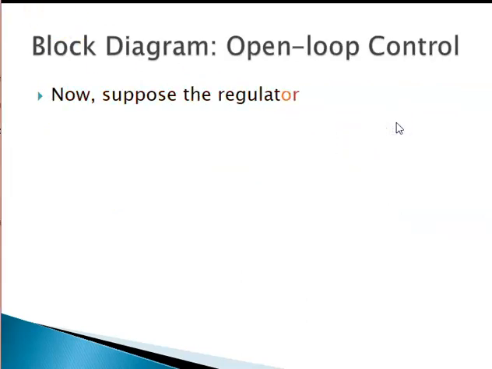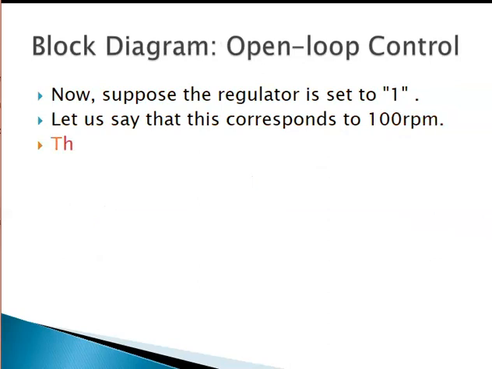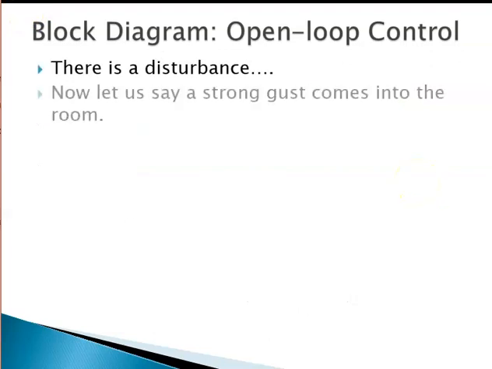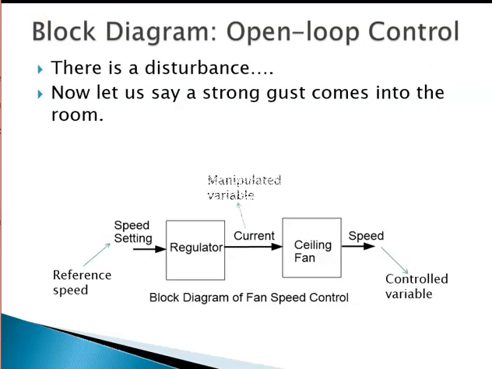Now let us further say that the regulator is set to position 1, and that this corresponds to 100 RPM. Now the fan keeps running at 100 RPM unless, what is this unless? We'll see in the next slide. Unless there is a disturbance. Now let us see what this disturbance is.